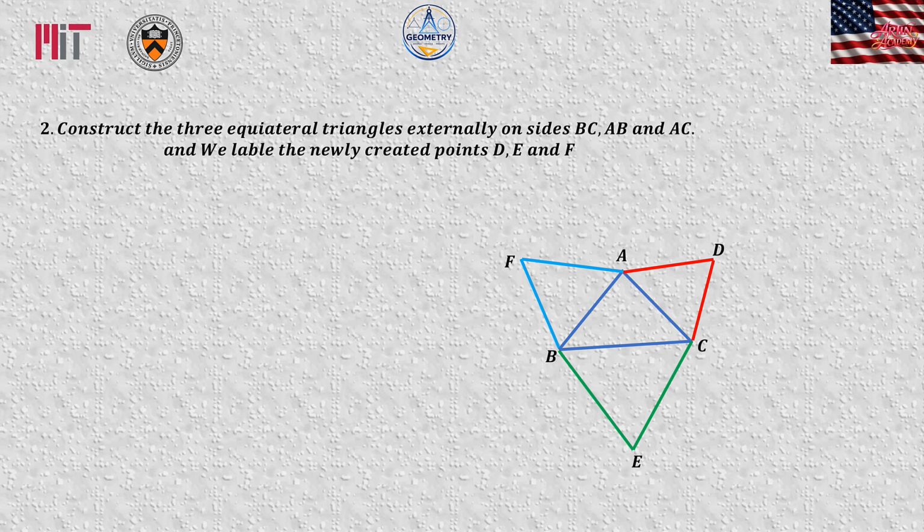On side BC, construct equilateral triangle BCE. Therefore, BC equals CE equals EB, and angle BCE equals angle CEB equals angle EBC equals 60 degrees. On side AC, construct equilateral triangle ACD. Therefore, AC equals CD equals DA, and angle ACD equals angle CDA equals angle DAC equals 60 degrees.